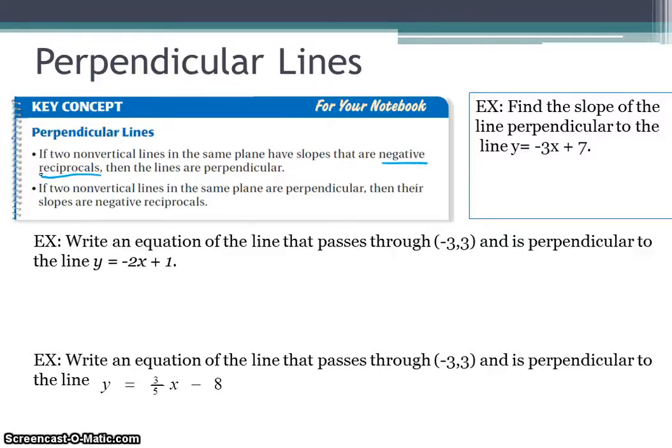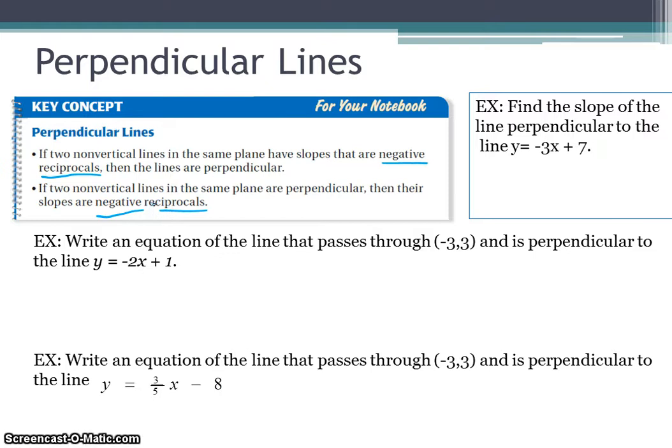say, Miss Hygra? Well, the opposite sign, or the negative, so now it's going to be positive, and if I flip 2/3, I get 3/2, so it would be 3/2. Good job. If two non-vertical lines in the same plane are perpendicular, then their slopes are negative reciprocals. Sounds redundant, yes, but it's important.